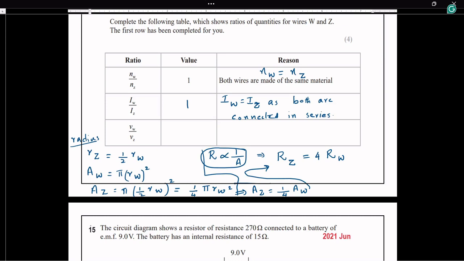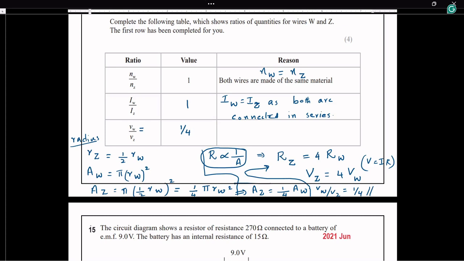Since resistance and voltage are directly proportional for a fixed current, we can say that the voltage of Z is 4 times the voltage of W, because V is equal to I times R. This is Ohm's law relation. As R increases, voltage also increases. So we see the relation that VZ is 4 times VW. Let us use that here and write the ratio. VW by VZ is 1/4. This is the ratio we are getting, so we are getting it as 1/4.